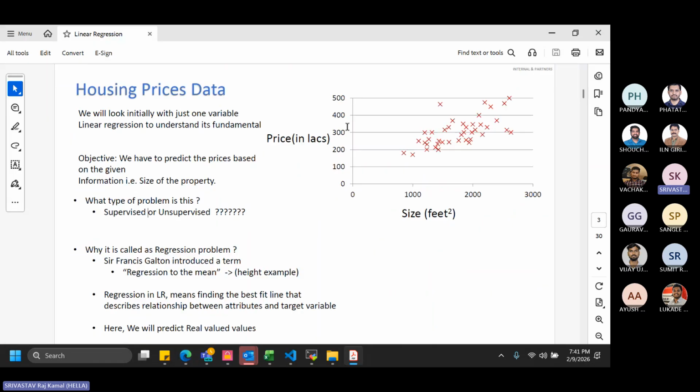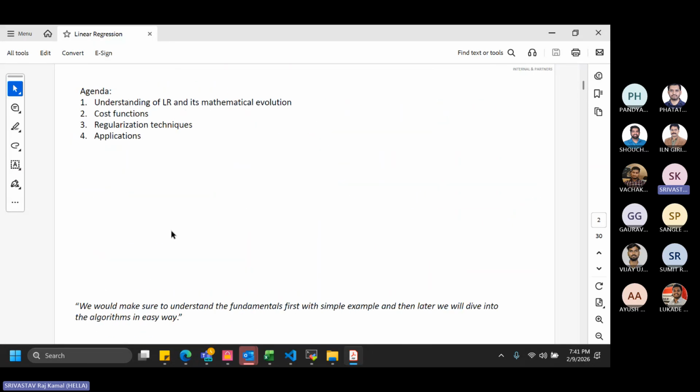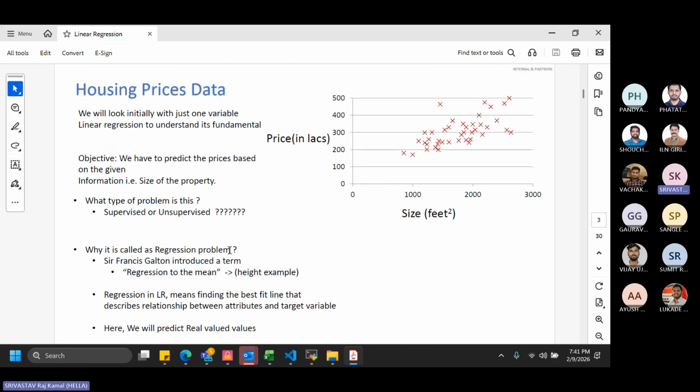Now coming back to the point. First thing first, why is it a regression problem? Why do we call it a regression problem? This term was coined by Sir Francis Galton. What he mentioned is that, for example, you take 10 students and measure their height. Then you increase the sample to 20 students, 30, 40, 50, 100, 200. Over time, you will notice that the more you increase the sample, the heights start moving towards their mean. So basically, it regresses towards the mean.